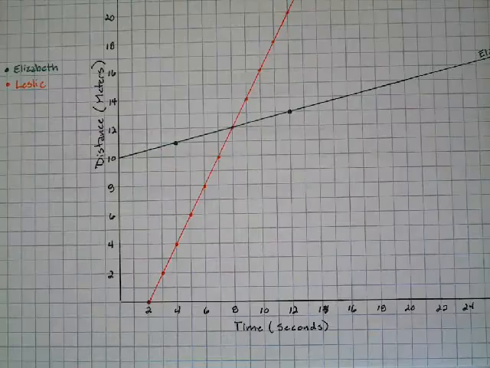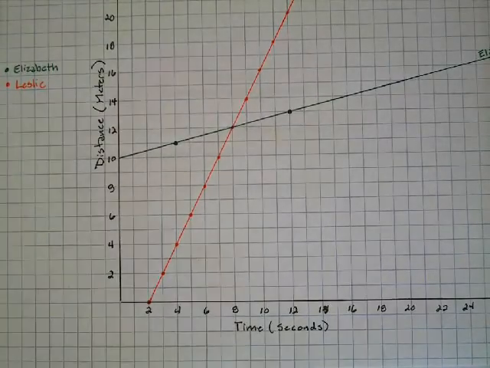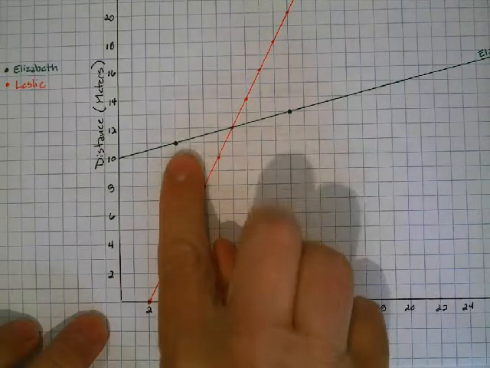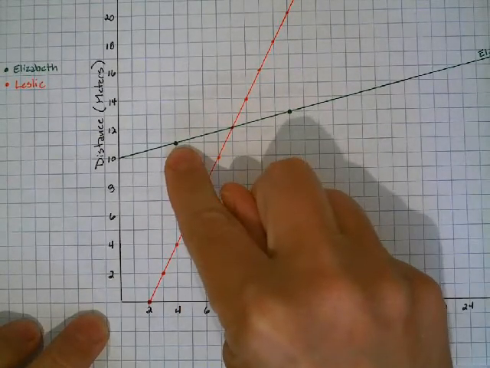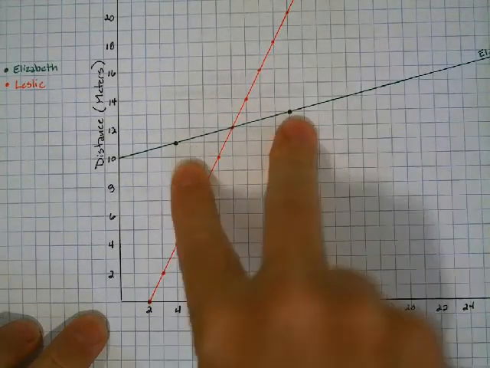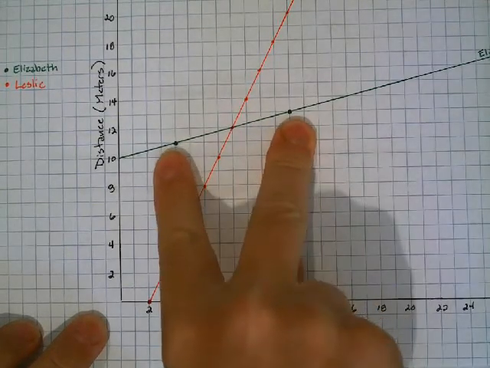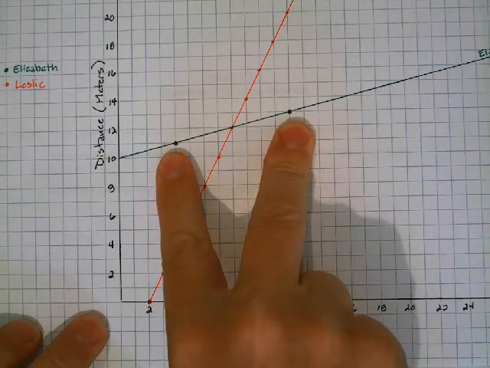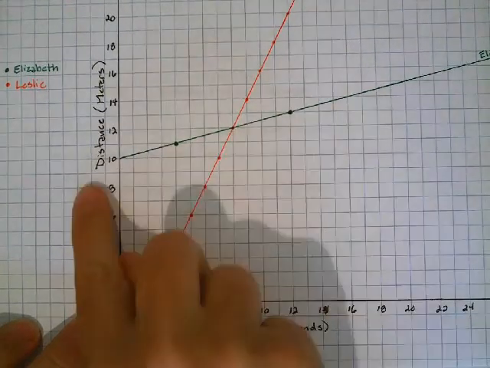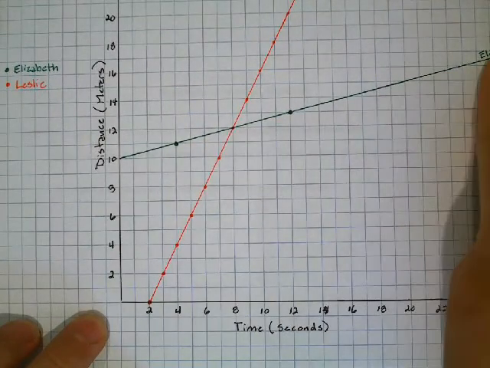Be right back. All right, so here's our first two racers. We've got Elizabeth. They gave us 2 points. They gave us at 4 seconds, she was at 11 meters. So there's that point. And then at 12 seconds, she's at 13 meters. So I got that point. Now, 2 points is enough to make a line. So I just drew a line through those 2 points.